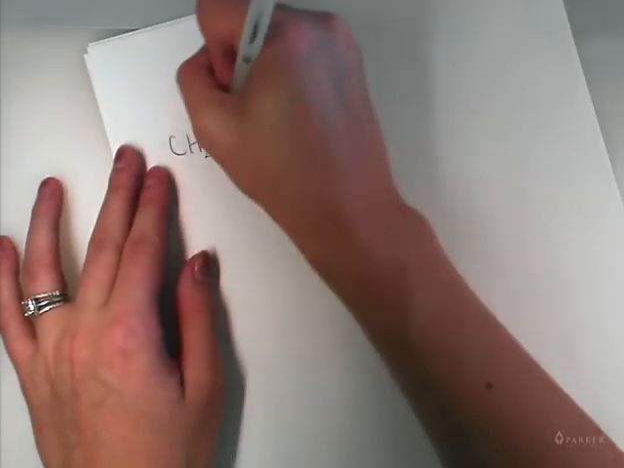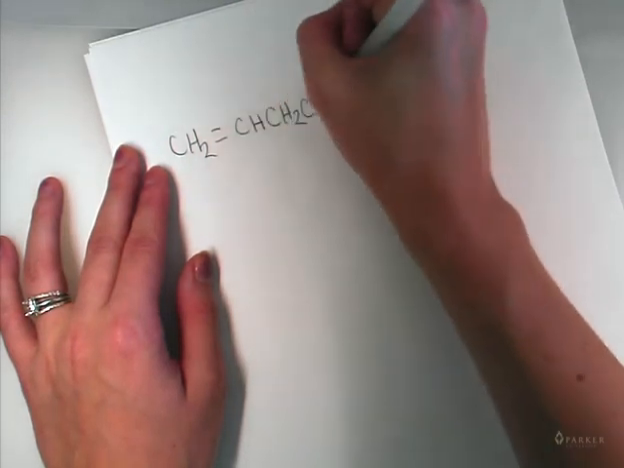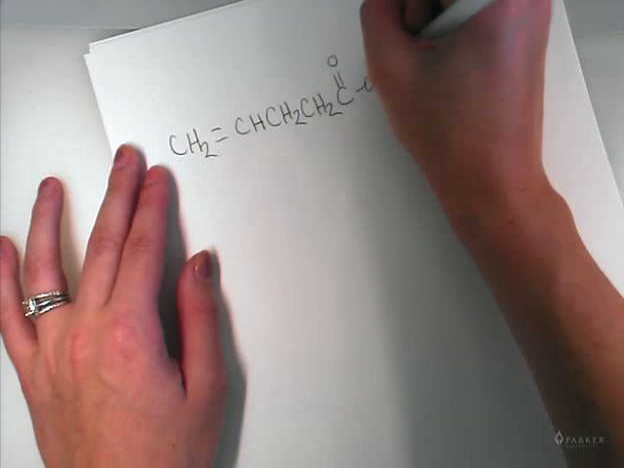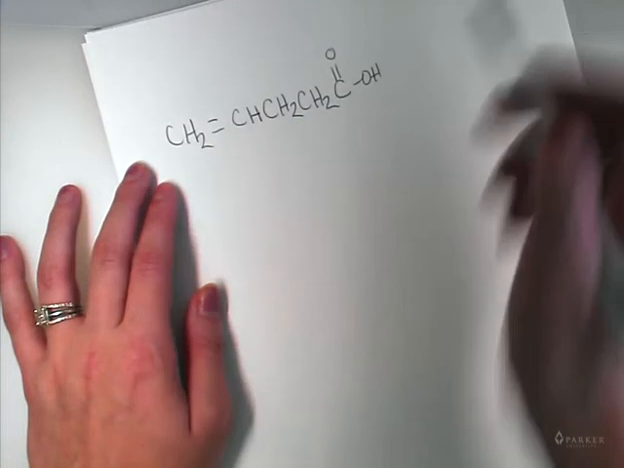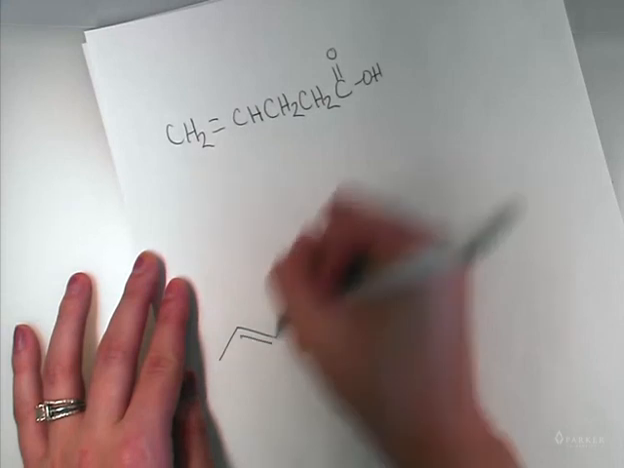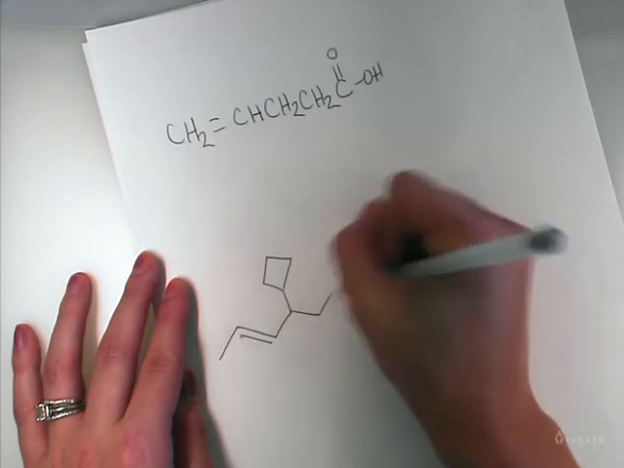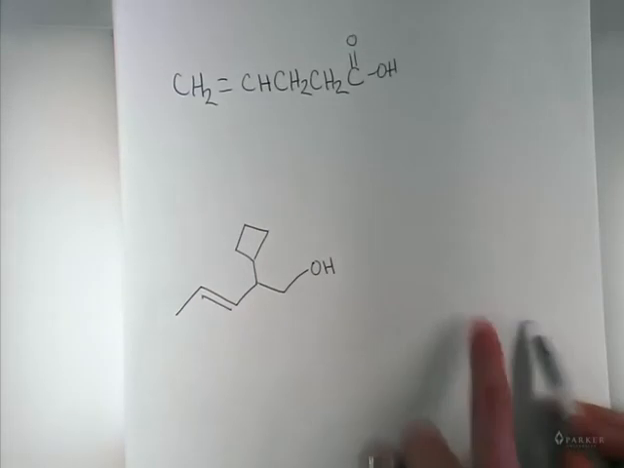Let's do 2 of them, actually. So let's go back and forth. Draw this one in the skeletal form with the lines. And then draw this in a condensed form.